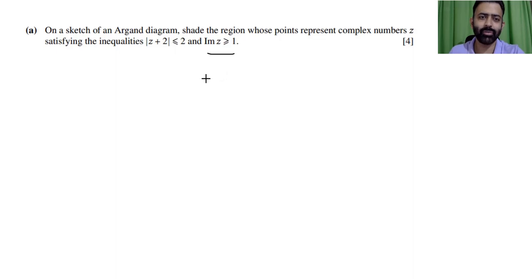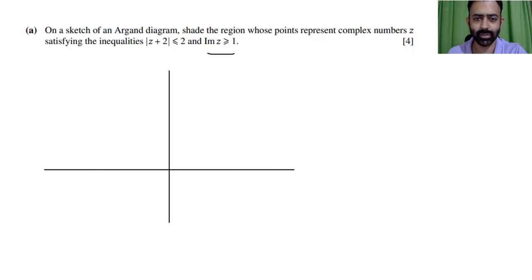So basically we have to sketch the common region which is common to these two regions: modulus of z plus 2 is less than 2 and imaginary part of z should be greater than 1. So let us quickly draw the Argand diagram. You already know that it has the imaginary and real axis. So let us assume this is my imaginary part of z, which is normally the y-axis, and this is your real part. In x and y we say that this is the x-axis.